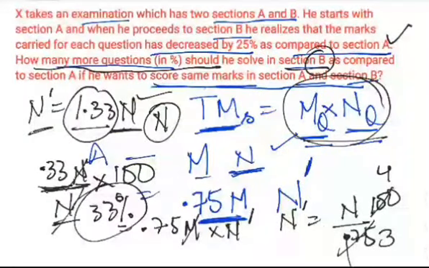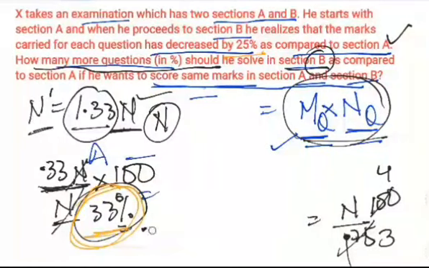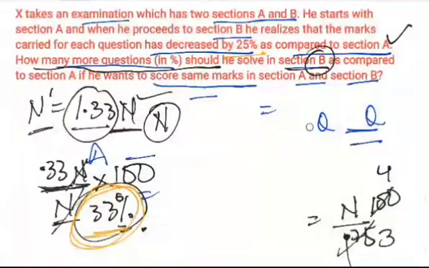So in section B, the student has to do 33% more questions because the marks carried by question has decreased by 25%. And there's a simple method also to solve this, as we have seen in the concept video.